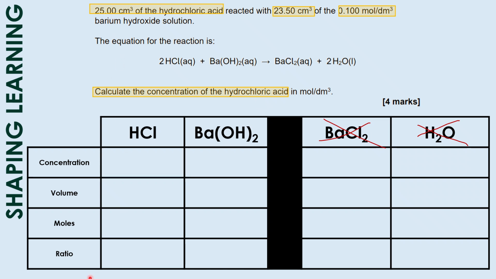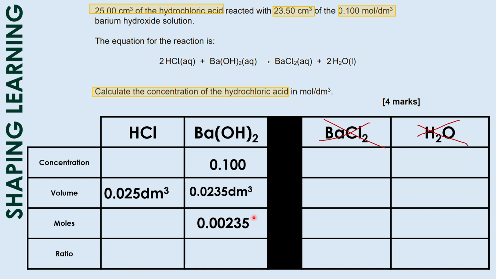We've been given the fact we've got 25 centimeters cubed of the hydrochloric acid, which isn't the unit we need because the concentration is in moles per decimeter cubed. So to convert centimeters cubed into decimeter cubed, we divide by 1,000. So there we are, it's 0.025. And again, we've been given a volume of the barium hydroxide, divide by 1,000, and that gives us 0.0235 decimeters cubed. Now, in terms of the concentration, well, the concentration being given is barium hydroxide, 0.1. And so to work out moles, I multiply these together, and that gives me 0.00235 moles of barium hydroxide.